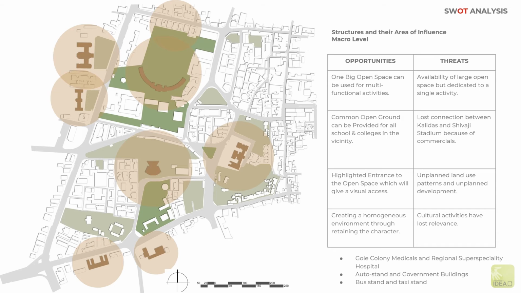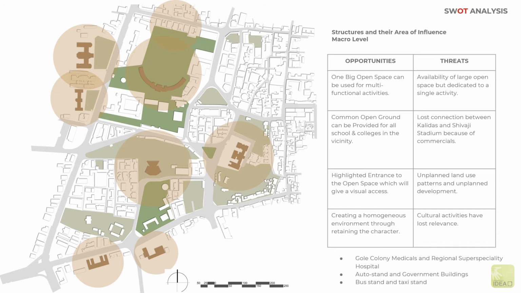Opportunities of the overall site are: there are many identified open spaces which can be used for multifunctional activities. The open ground can be provided for all schools and colleges in the vicinity. It can provide a highlighted entrance to the open space, which will give a visual access and spillover space.